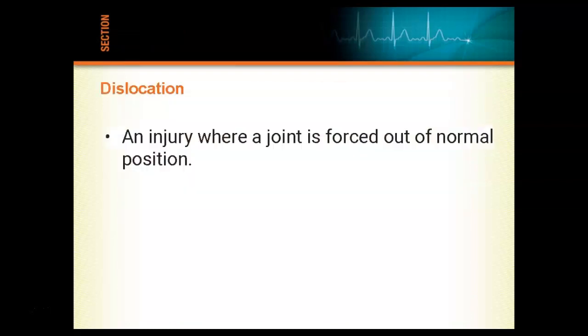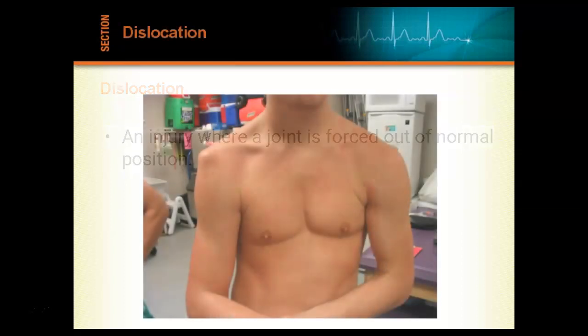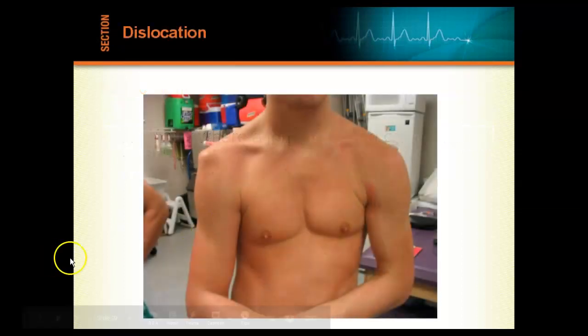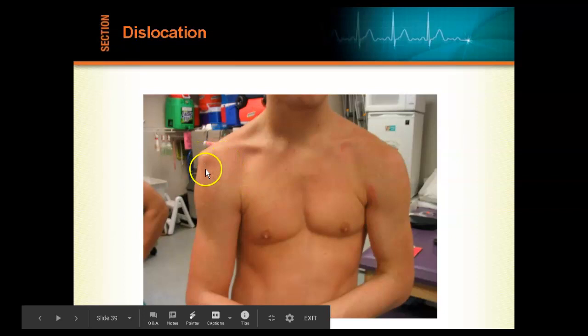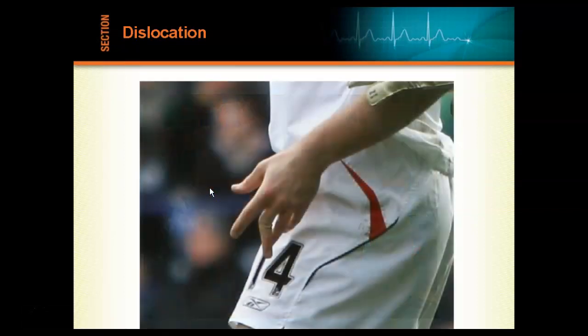All right, dislocation. This is an injury where a joint is forced out of normal position. You've probably had a finger or some type of joint dislocated before. The next couple of pictures are some pretty severe dislocations. You can see here the shoulder joint is dislocated. And here's a dislocated finger. That looks very painful. Basically, all it has to do is be popped back into place. It can just be very painful to do so.